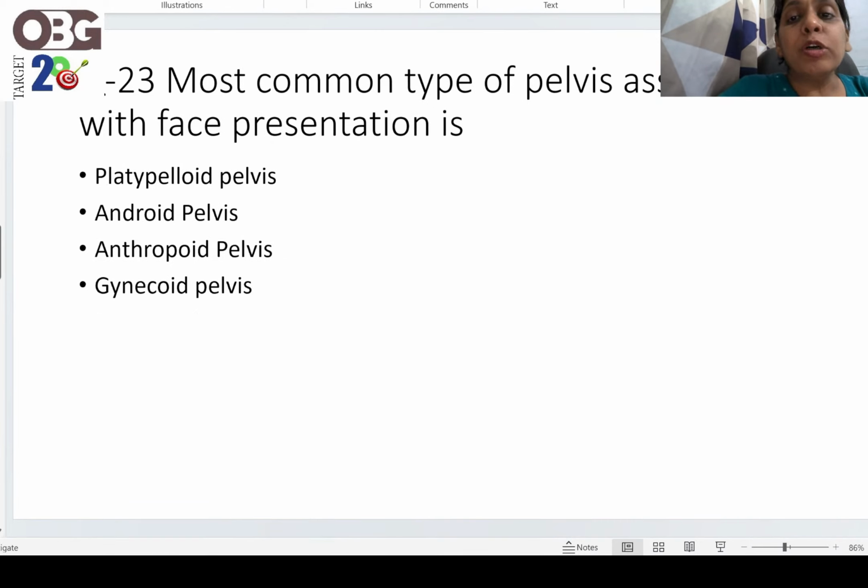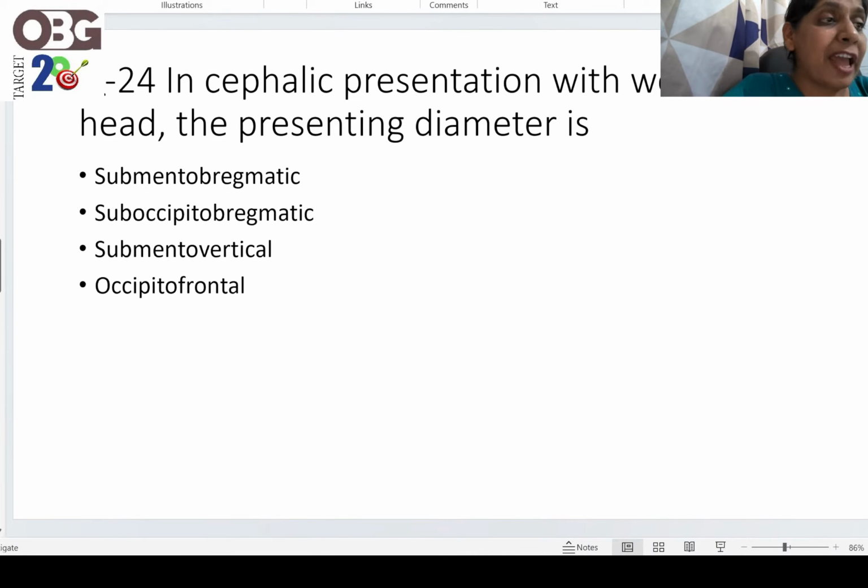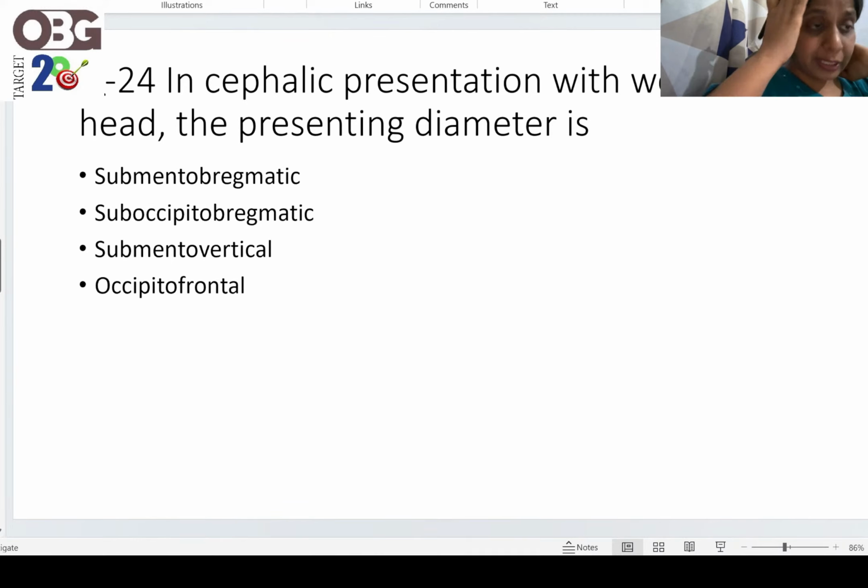Next is the most common type of pelvis associated with face presentation: the platypelloid pelvis. Another name of the platypelloid pelvis is flat pelvis, okay. In cephalic presentation with a well flexed head, the presenting diameter is, now when the head is well flexed, it means that the neck is totally down, okay. So when the neck is down, the pelvis will be faced by this.